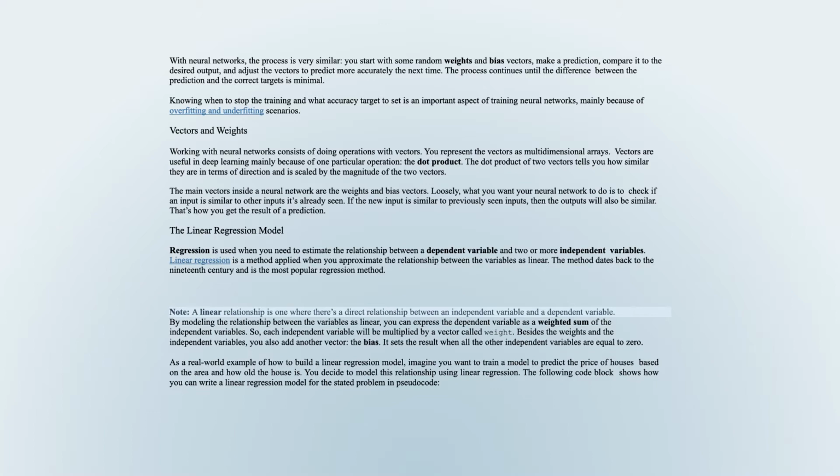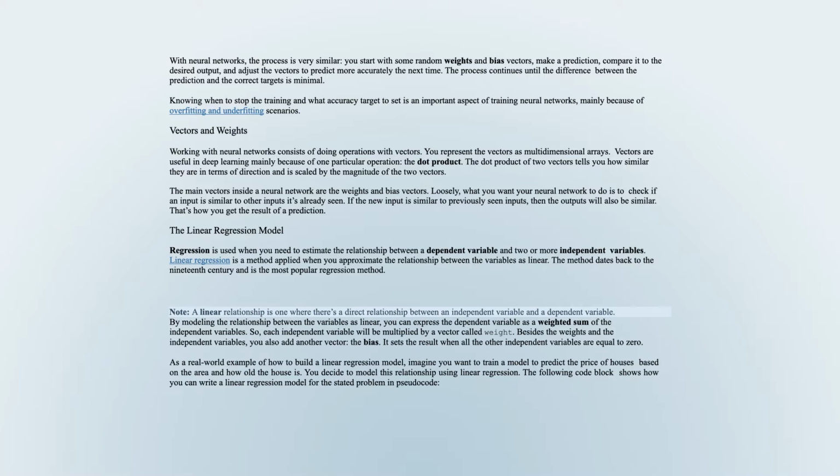The dot product of 2 vectors tells you how similar they are in terms of direction and is scaled by the magnitude of the 2 vectors. The main vectors inside a neural network are the weights and bias vectors. Loosely, what you want your neural network to do is to check if an input is similar to other inputs it's already seen. If the new input is similar to previously seen inputs, then the outputs will also be similar. That's how you get the result of a prediction.